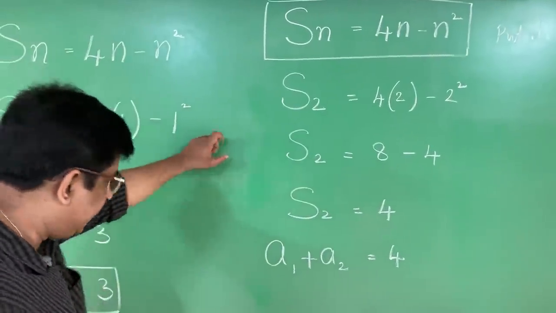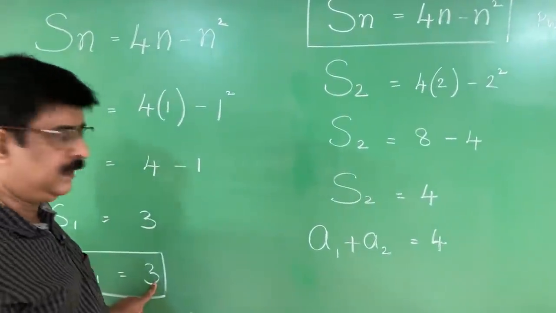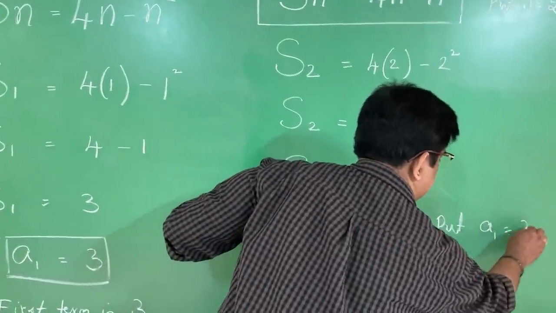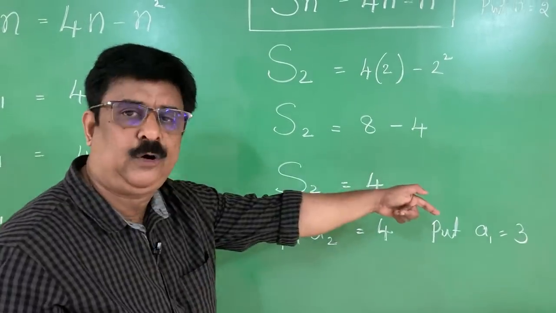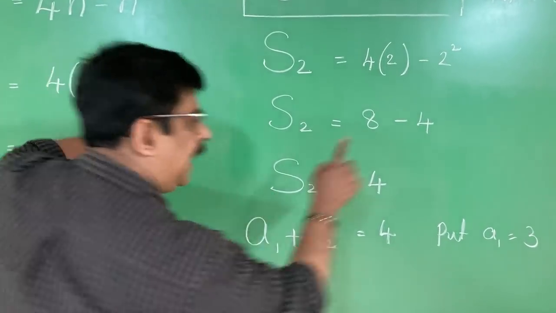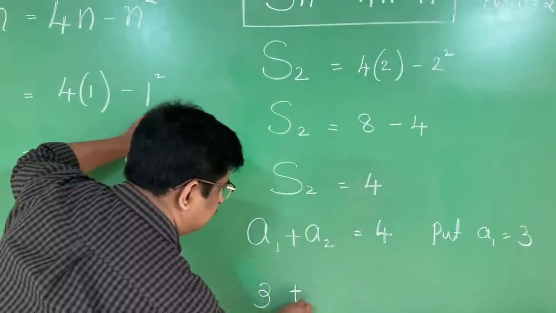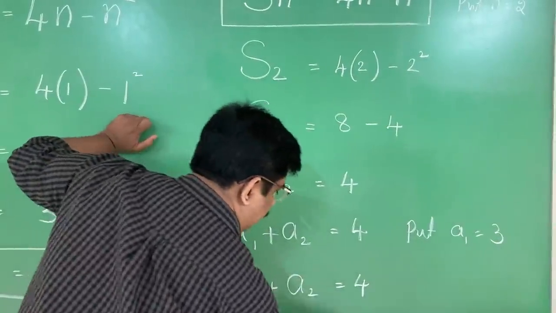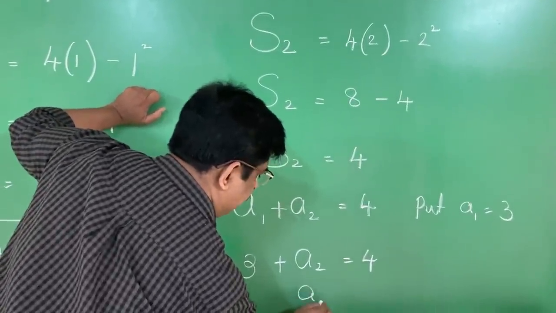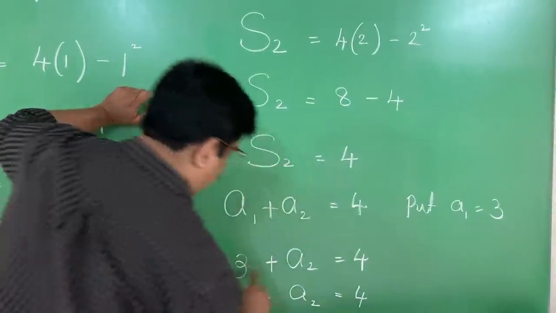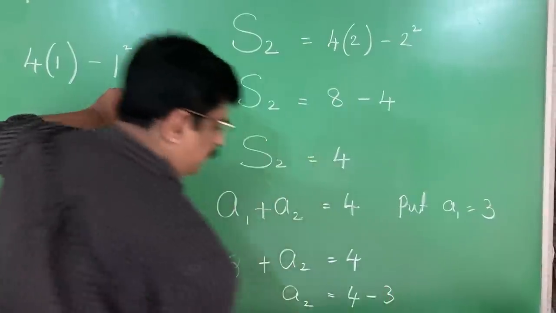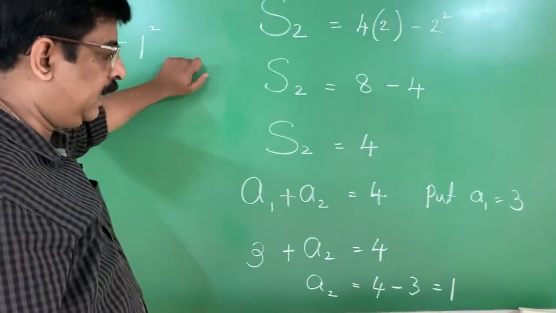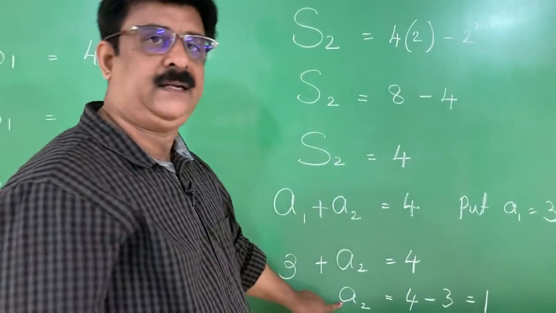But I already calculated the value of A1. Therefore, put A1 is equal to 3. In the place of A1, I write 3. 3 plus A2 is equal to 4. Therefore, A2 is equal to 4 minus 3. 4 minus 3 is equal to 1. Therefore, 1 is the value of the second term.